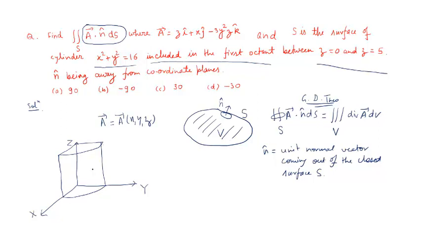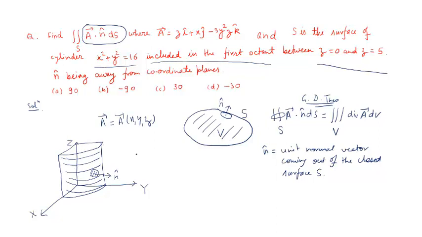It means that here n cap is coming out, or we can say being away from coordinate planes, like this. So the first problem is that the surface is only this part of the cylinder which I am shading, and this is not a closed surface.